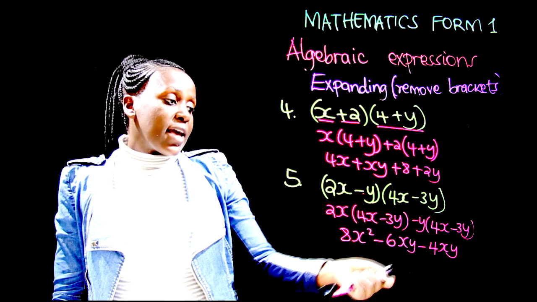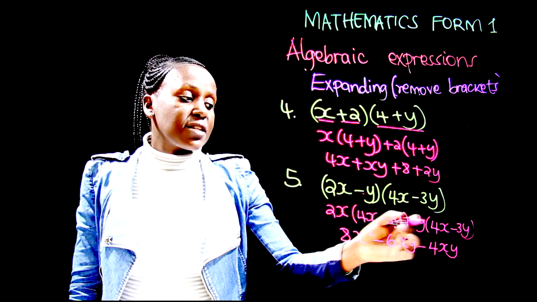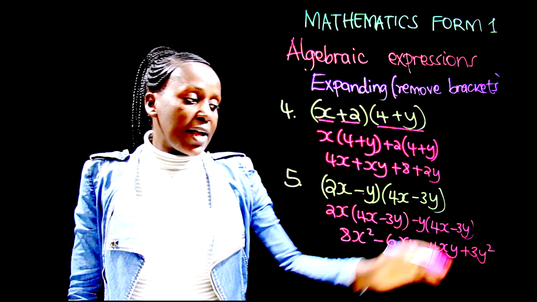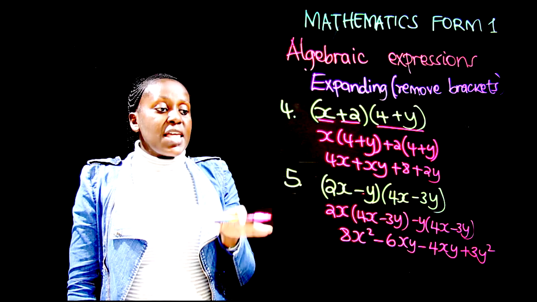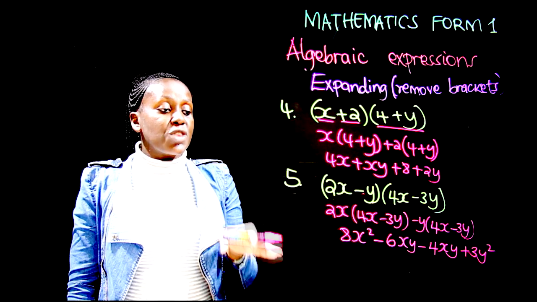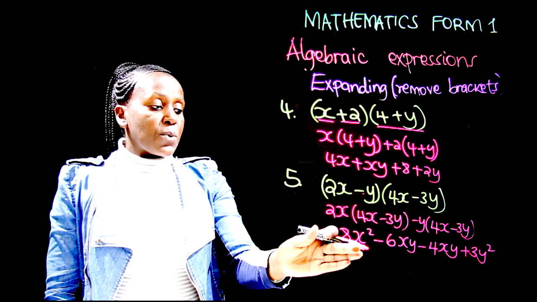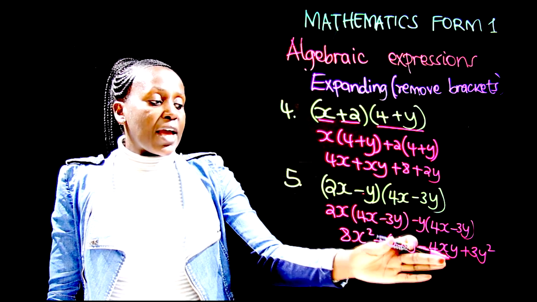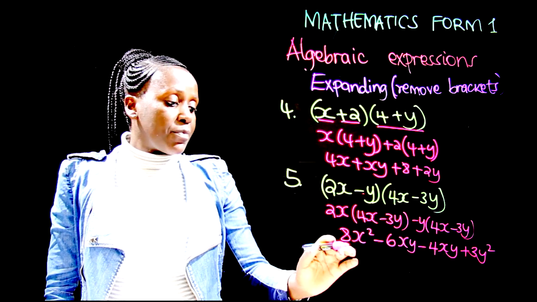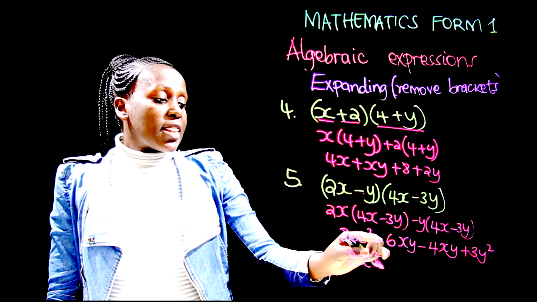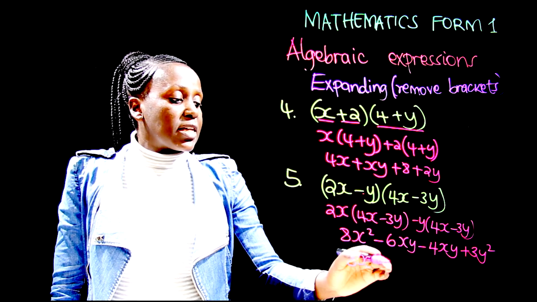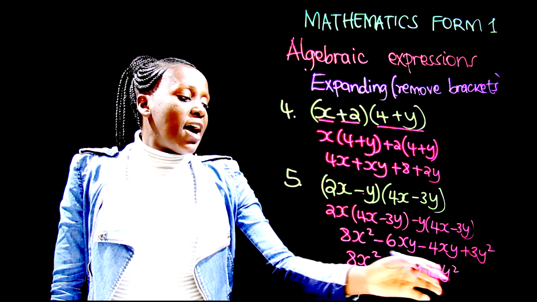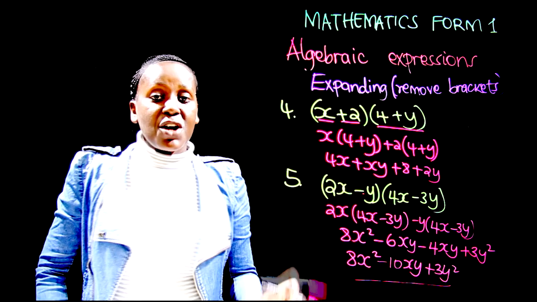Then now we have negative y times negative 3y. Negative times negative is positive, then we have 3. Y times y is y squared. So now we have opened the brackets. The next step is to check whether we have any like terms so that we can simplify them. So here we have x squared, here we have xy, here we have xy, and here we have y squared. So xy and xy are like terms, so we can simplify them. So we begin with 8x squared, then negative 6 minus 4 is negative 10xy. Then we have plus 3y squared. And this is the farthest that you can go with the simplification of our question.